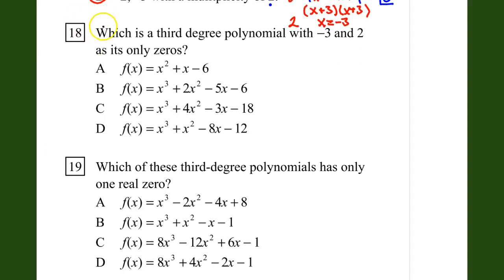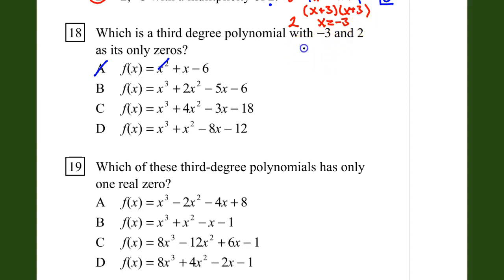So we need to find a third degree polynomial with -3 and 2 as its only zeros. Third degree polynomial means, looking at these answers, that A is out because that's a second degree polynomial. Next, how can you have a third degree polynomial with only 2 zeros? The only possibility is that, like the last problem, one of these must repeat.